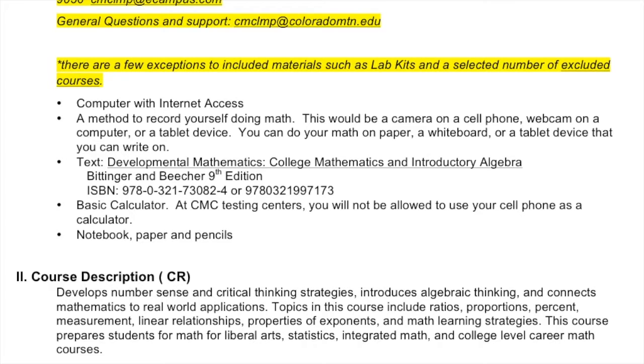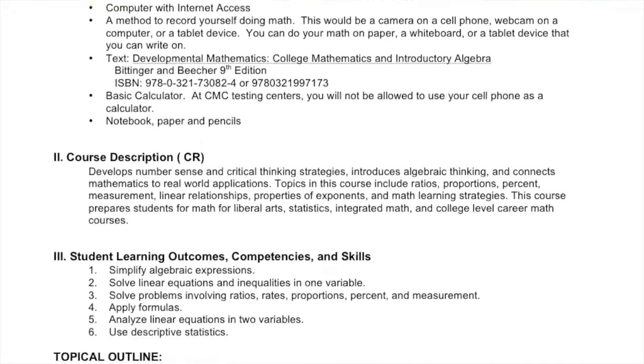This is your textbook. If you do want to go out and find it, here is the ISBN number. You will need some sort of basic calculator. At CMC testing centers, you will not be allowed to use your cell phone as a calculator, so make sure you've got a simple scientific calculator that you can use. You will also need notebook, paper, and pencils. And that's just standard for the materials you'll need.